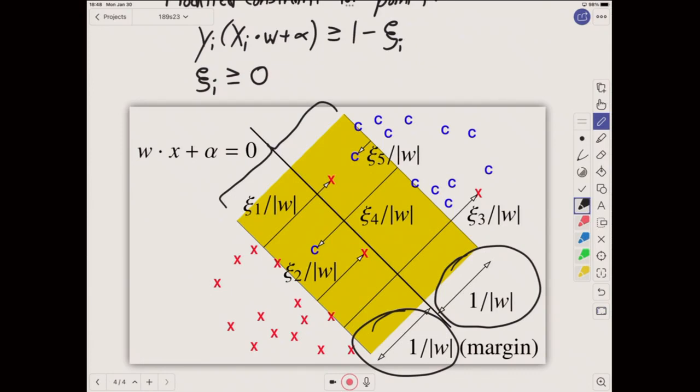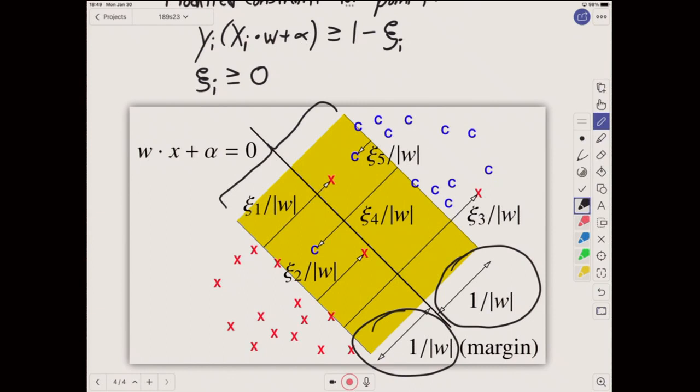But remember that last week the word margin was defined to be the distance from the decision boundary to the nearest sample point. Well, when you have linearly separable points, that definition makes sense. But when you don't, that definition is kind of useless. The distance between the decision boundary and the nearest point should be 0, and sometimes should be 0.